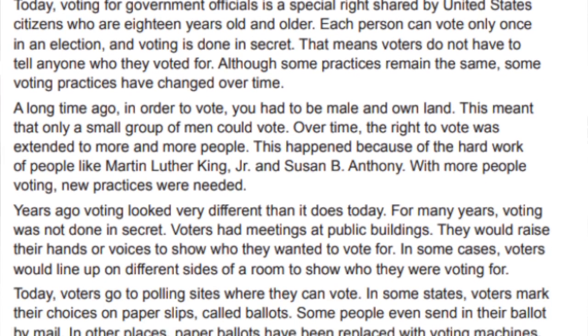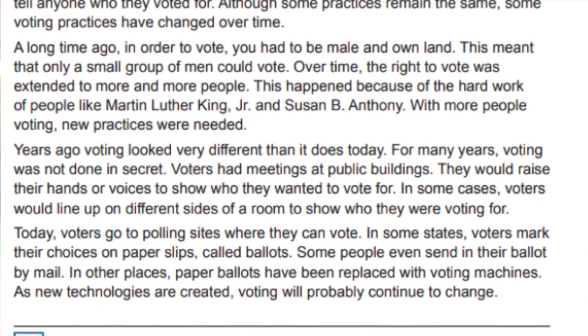Today, voters go to polling sites where they can vote. In some states, voters mark their choices on paper slips called ballots. Some people even send in their ballot by mail. In other places, paper ballots have been replaced with voting machines. As new technologies are created, voting will probably continue to change.